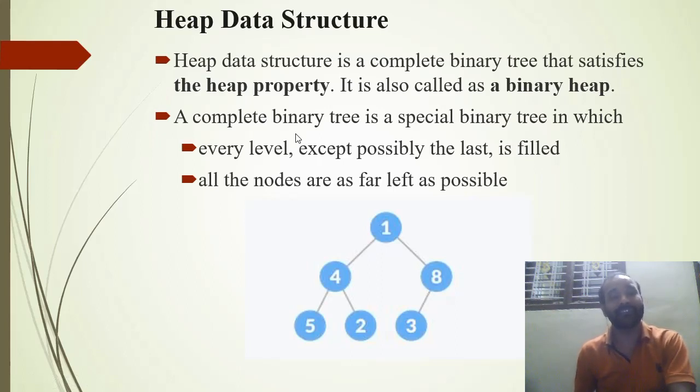A complete binary tree is a binary tree in which every level except possibly the last level is filled. Through this diagram you will understand. This is the binary tree, and it follows the insertion of nodes from left to right. Except the last level, every level should be filled. So this is a complete binary tree. This is an example of a complete binary tree.